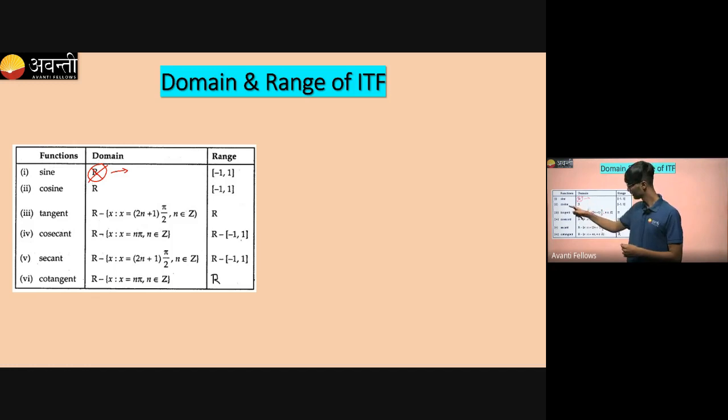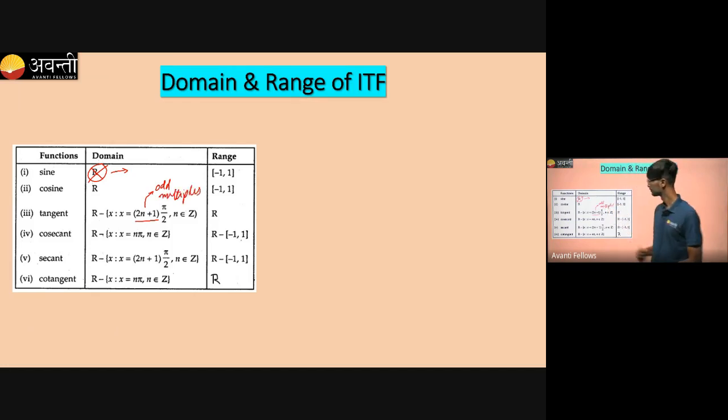And same for cosine, the domain is also all real. Tan's domain is all real minus the odd multiples of pi by 2, because the value is not defined at odd multiples of pi by 2, say 90, 270, the values are not defined. So from this, the domain for inverse function will be shifted to the range, and range will be shifted to domain.